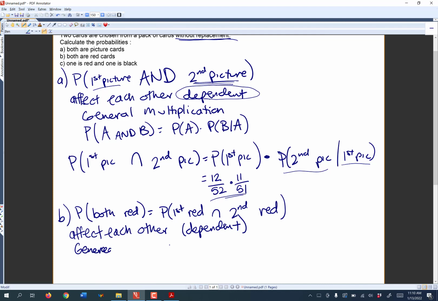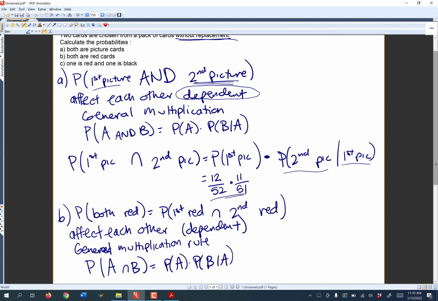Now remember, the difference between the general multiplication rule and the multiplication rule for independent events is just that it simplifies. So you could always use the general multiplication rule every time. So let me show you. The probability of A and B is equal to the probability of A times the probability of B given A.